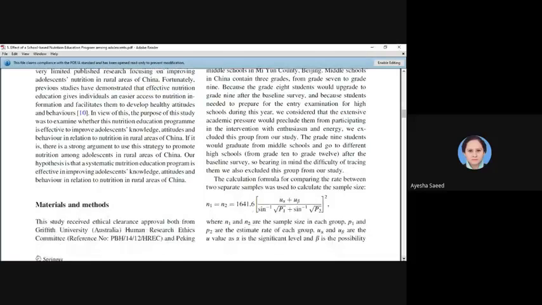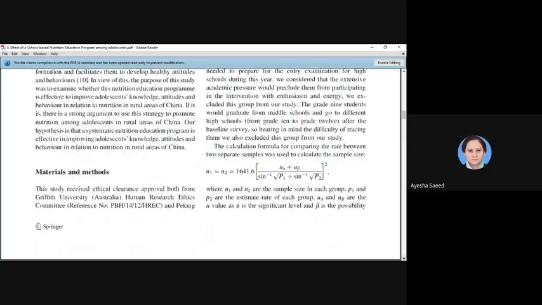Okay, next was the sample size calculation. We are not going to get into detail of the sample size calculation.